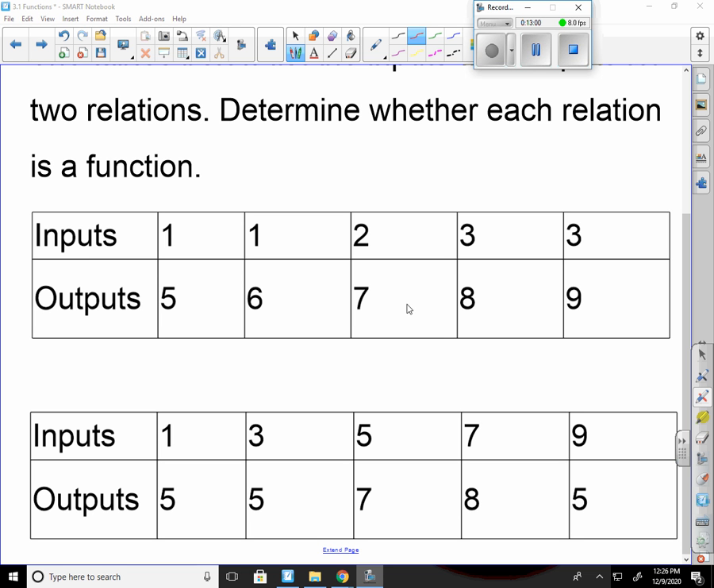Another way to think about this is if we were to graph it. If I graphed this top one, let's just say I go over to 1, and then I have to go up 5. I have a dot here and a dot here. So that would fail the vertical line test. If a vertical line goes through the function more than once, or through the relationship more than once, it is not a function. So this would fail the vertical line test. That makes it not a function.